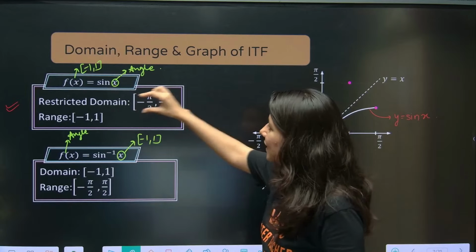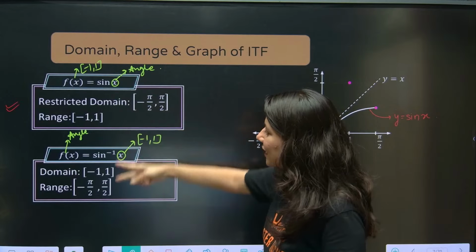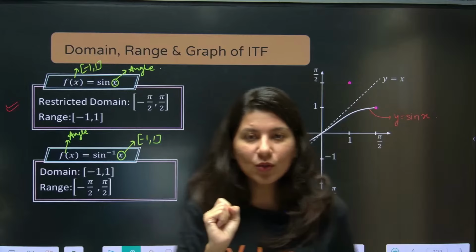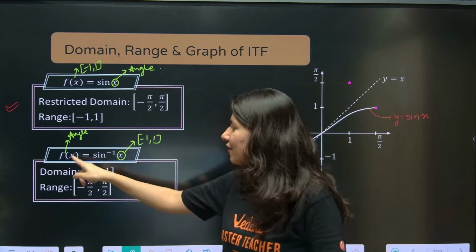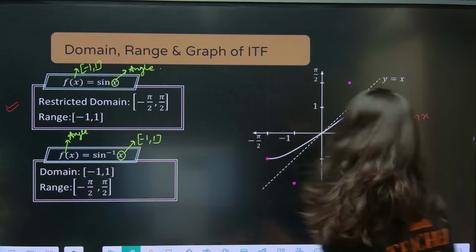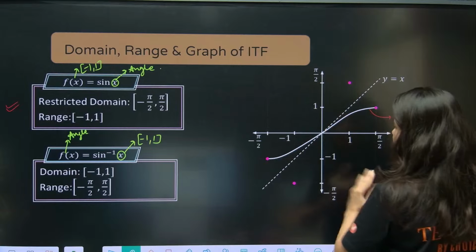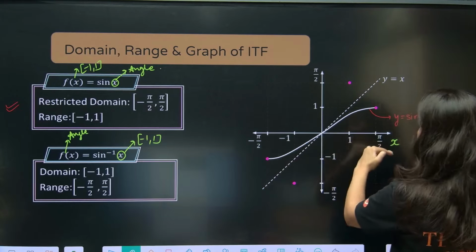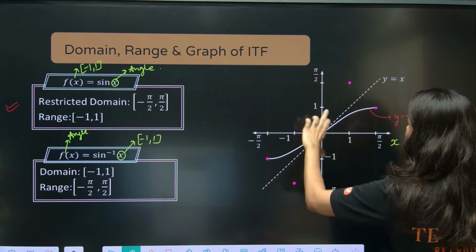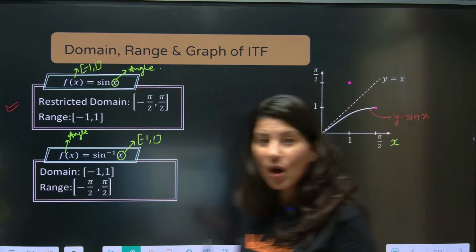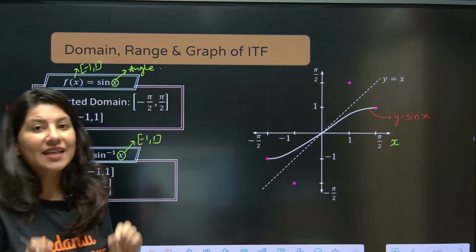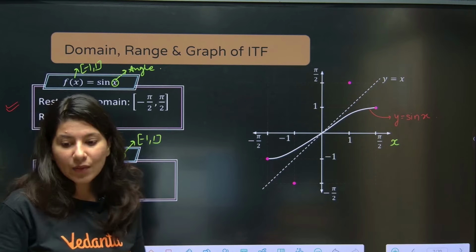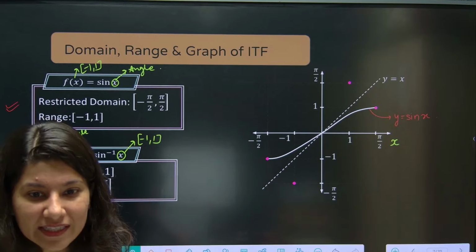So here can you see restricted domain and range? Now this will get flipped. So the domain of sine inverse will have minus 1 to 1, and here the angle f of x you will get minus pi by 2 to pi by 2. Now see, this is the graph. Can you see this is minus pi by 2 on the x-axis? We have minus pi by 2 to pi by 2 on the y-axis, minus 1 and 1. So this is the graph of sin x. But now I want to plot the graph of sine inverse x.